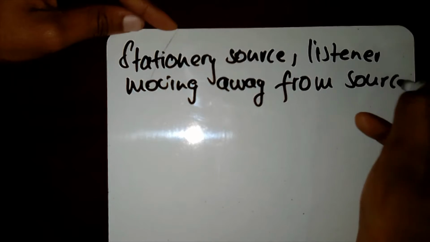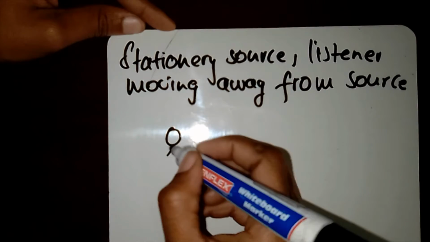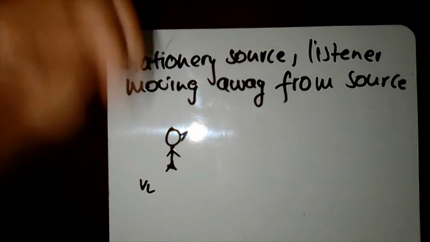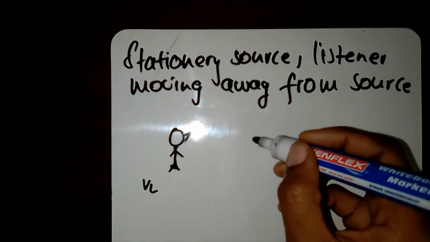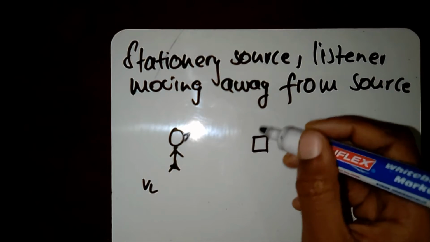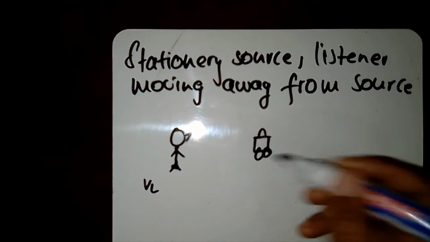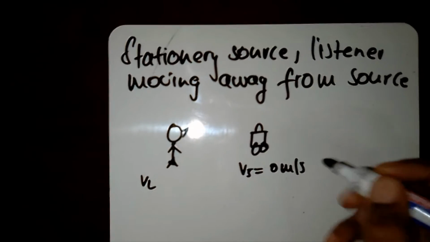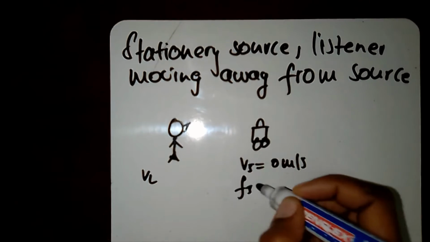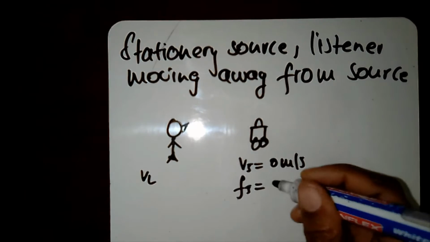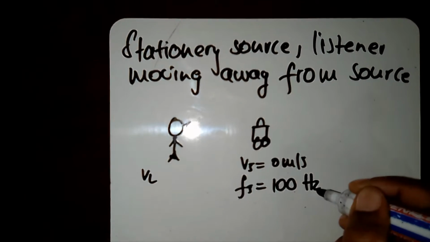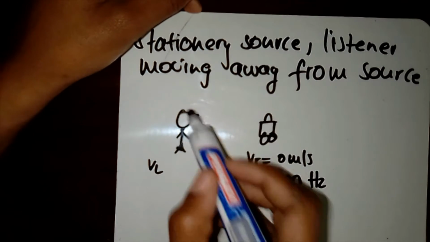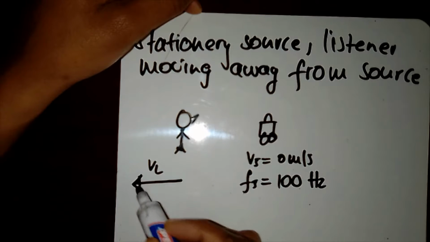All right, cool. So in that case, we have a listener over here. This person is listening. They have a velocity VL, and then we have, let's say, maybe an ambulance or a car with a siren. It doesn't really matter. And the velocity of the car is 0 meters per second. It's not moving, it's stationary. Let's say it produces a sound with a frequency of 100 hertz, right? And so this person is now moving away, meaning their velocity VL is moving away.